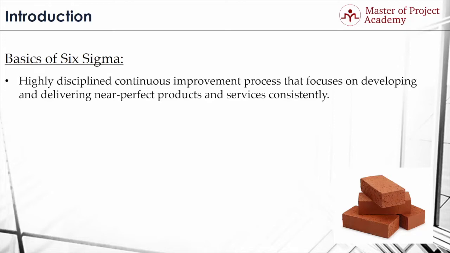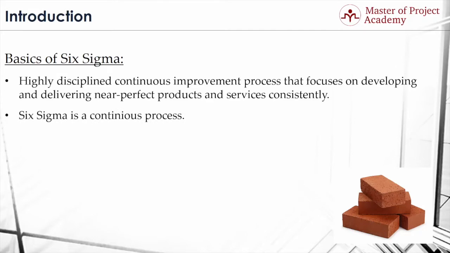The term sigma is used to designate the distribution about the average of any process. In statistics, sigma is the symbol to depict population standard deviation. Six Sigma is a continuous improvement process.